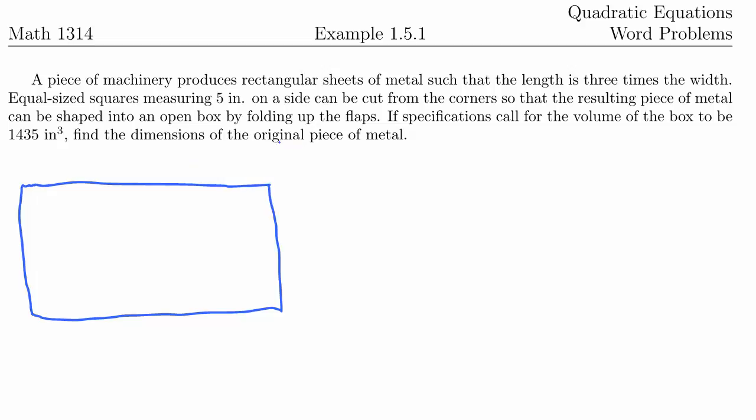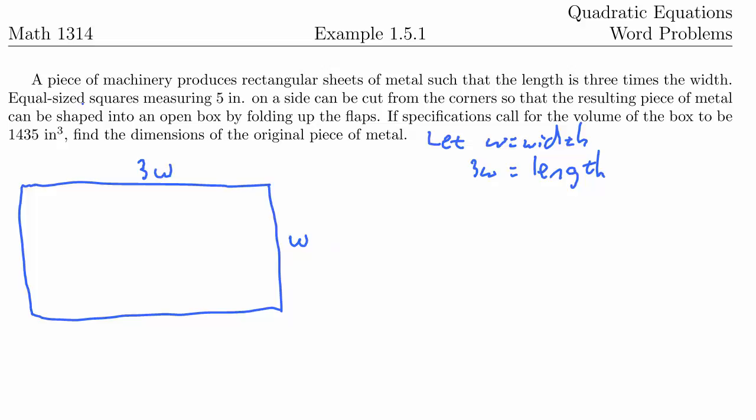What I need to do is define a variable or two. Now this can be considered the length and this can be considered the width, or vice versa, it really doesn't matter. But if you look at the beginning, it says the length is 3 times the width. So I'm going to let W equal the width. That means that 3W will have to be the length, because the length is 3 times the width. So if this is the length, that's 3W, and if this is the width, that's W.